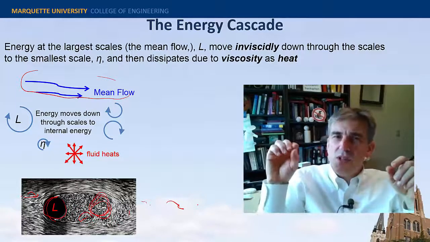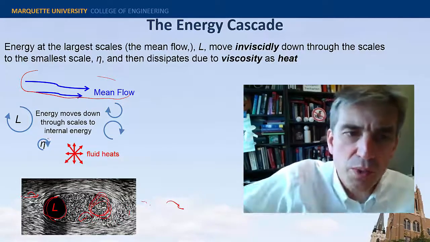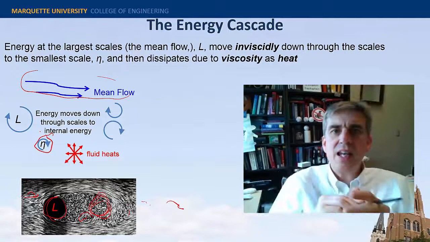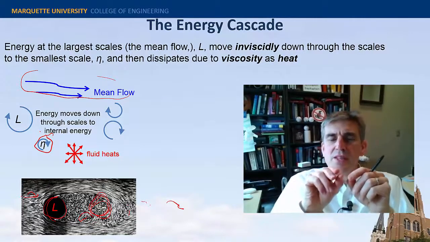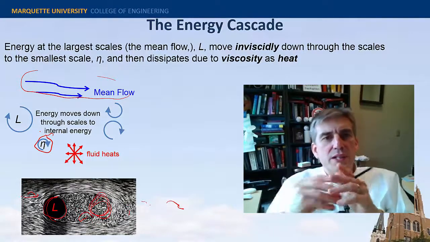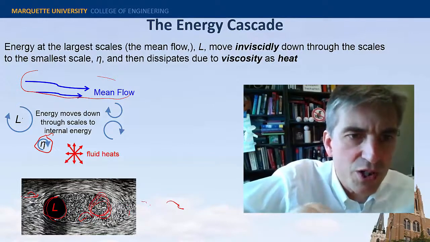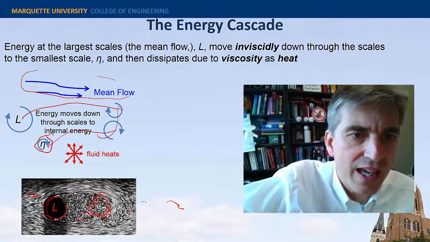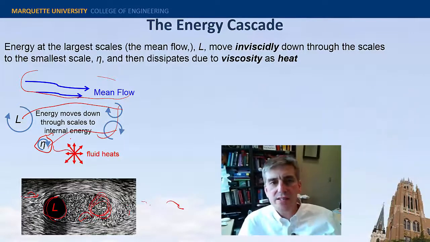And then finally, when you get down to the Kolmogorov scale, which we're going to call eta, you get down to that scale, it goes right from eta, from this tiny swirl, right to internal energy and heating. So that's what happens here. The energy is passed from scale to scale, and then right into, finally, heat.